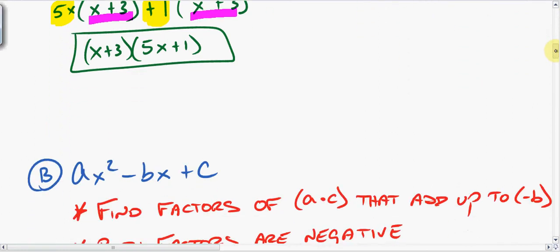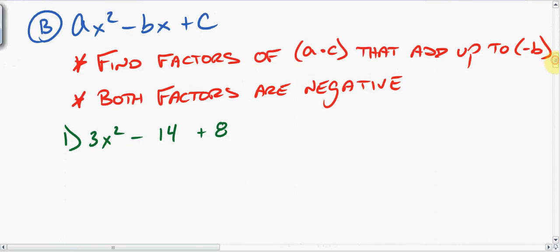So let's come down to the next type of problem, which is ax squared minus bx plus c. So we're still going to find the factors of a times c, and now they're going to add up to negative b. And now both our factors are going to be negative. So I've got 3x squared minus 14x plus 8. So I'm going to find the factors of 3 times 8.